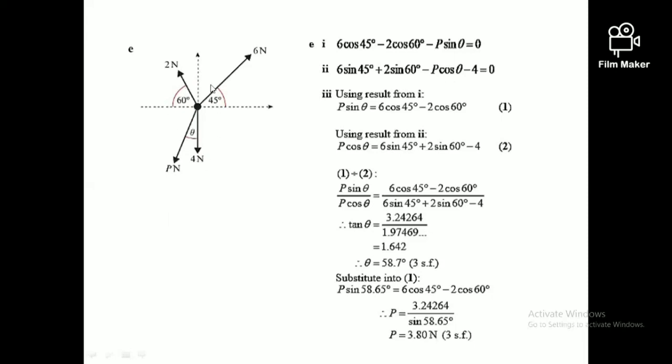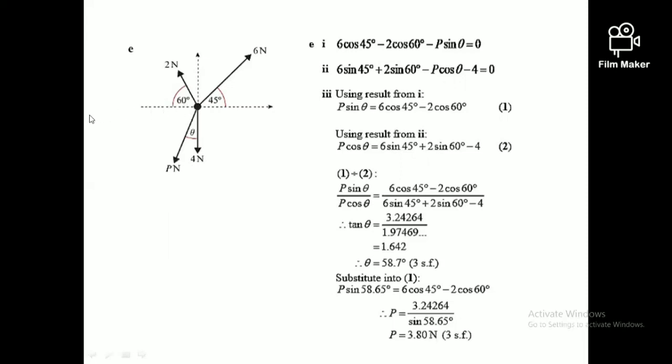Then if you work out this question, there are a few more components in this question. Components of this: 6 cos 45 this side, 6 sin 45 upwards. From this one, 2 cos 60 this side, 2 sin 60 this side. From 4, no need of considering components because it's already vertical. Then P: P cos theta downwards, P sin theta horizontally to left.